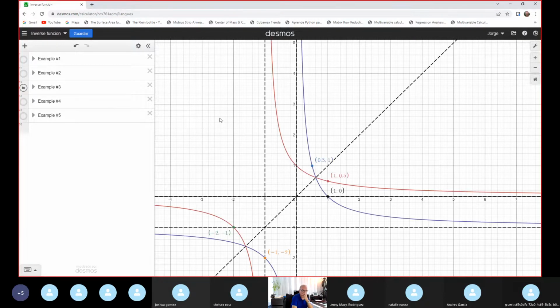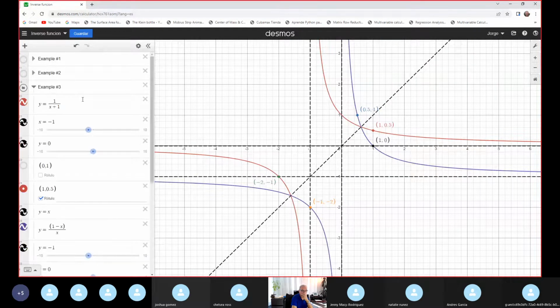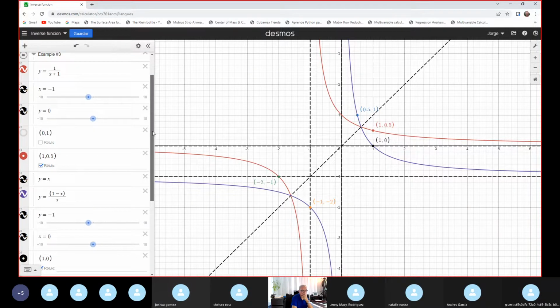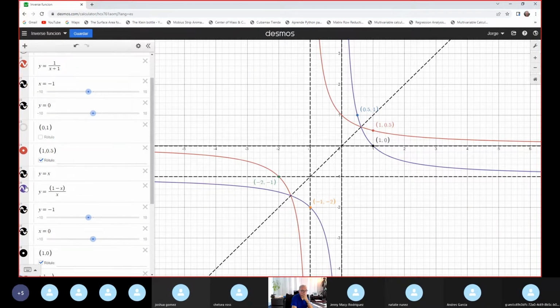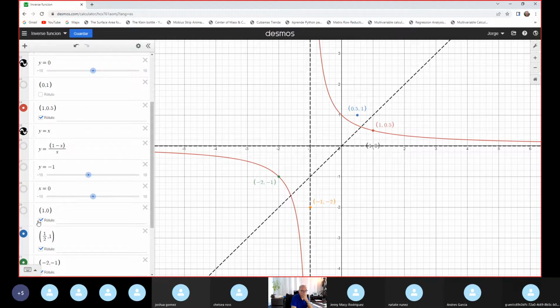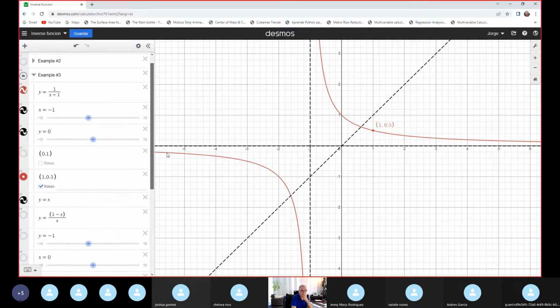Okay, example 3. Example 3 is, wow, looks horrible. But don't worry too much. Let's do it step by step. This is the original function. Let me delete everything. Delete, delete, delete. Okay. Delete any point. I plot the original function, and this is expected.